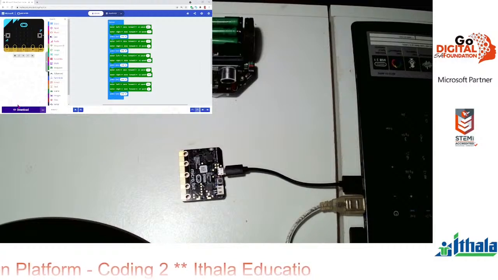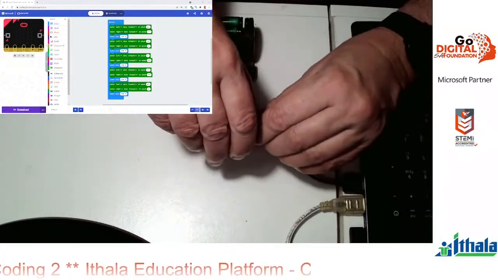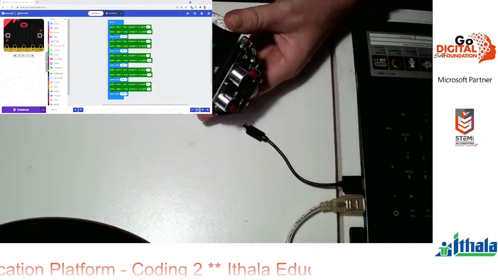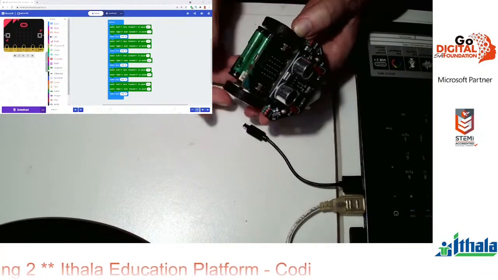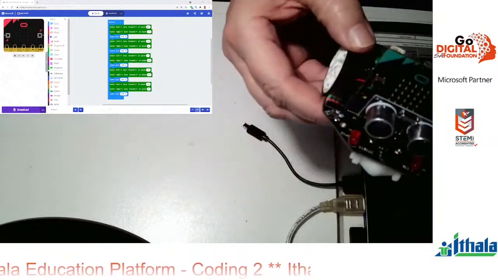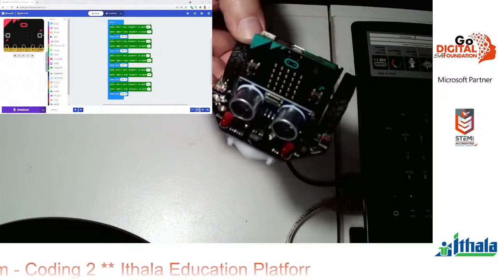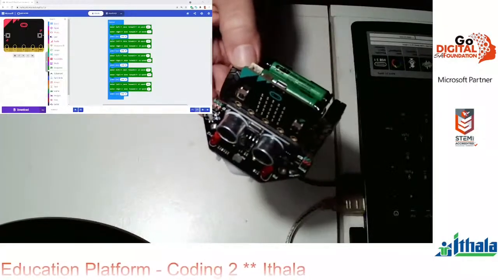So I click on download. And then it says downloaded. So I can disconnect it. I can now plug it into the robot, into the socket. Okay, so now the microbit is plugged into the robot, so I can control the motors and everything else on the robot.